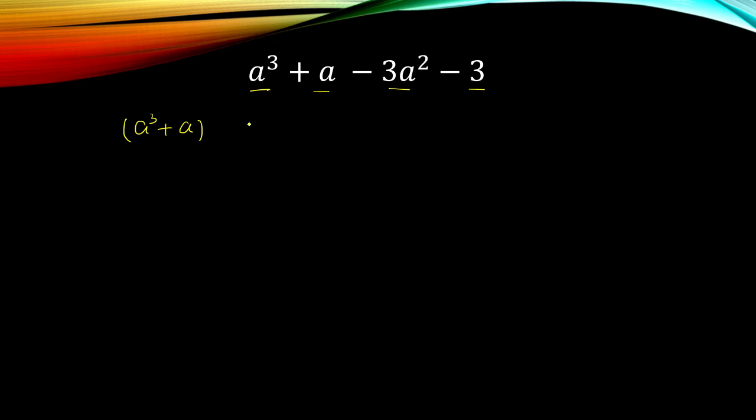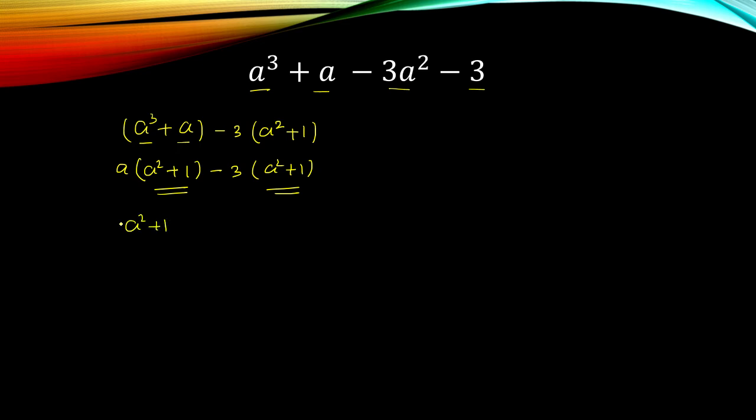and minus 3a square minus 3 together. If I take minus 3 common, inside the bracket we get a square plus 1. If we take a common from the first group, a square plus 1 remains inside, while in the second group a square plus 1 is already there. So a square plus 1 is common.